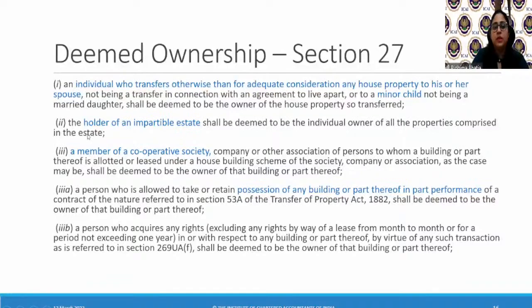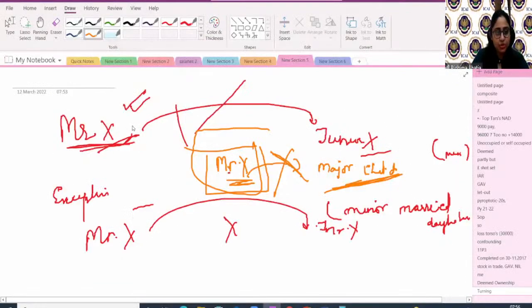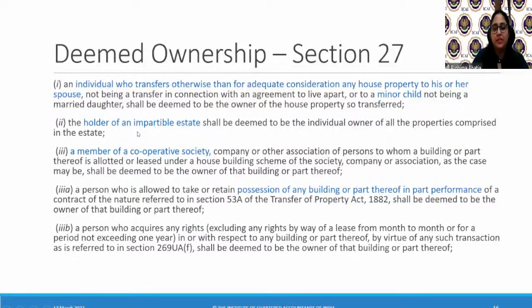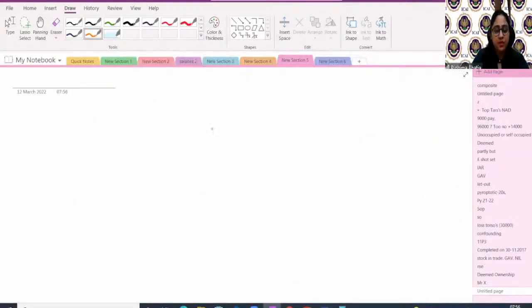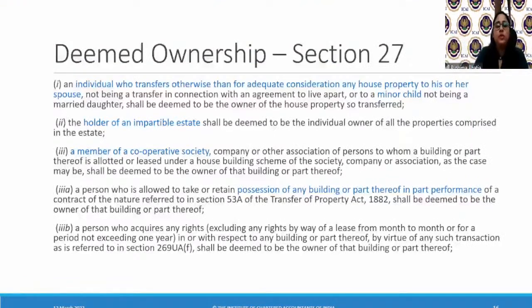Next is the next exception or next point in the deemed ownership: the holder of an impartible estate shall be deemed to be the individual owner of all properties comprised in that estate. Impartible estate means the estate which cannot be divided. So if there are gardens and lots, impartible estate generally comes when we talk about forts and all that stuff. So a property which is not divisible, whoever is the holder of that property would be considered as the deemed owner.